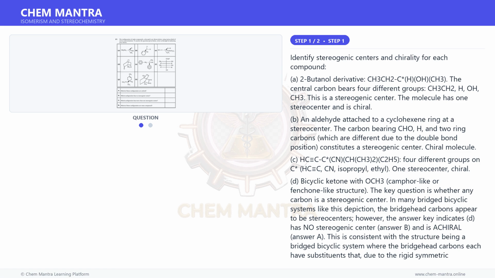E. PhCH2C*, CH3, Br, Ph. C* bears CH3, Br, Ph, CH2Ph, 4 different groups. 1 stereogenic center, chiral. F. Fischer projection with 4 stereocenters shown on a chain, CO2H at top, or at bottom. Reading the projection, C2 has CH3, L, O, R and C3 has H, L, H, R.